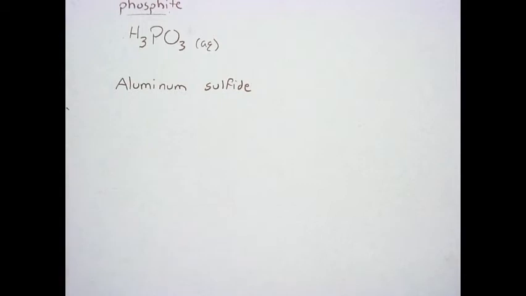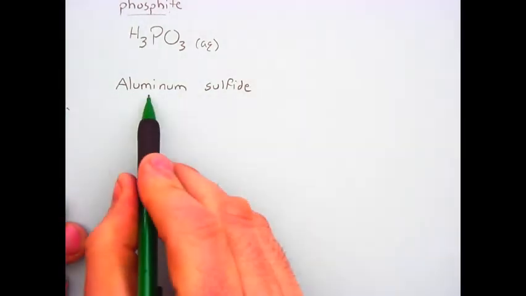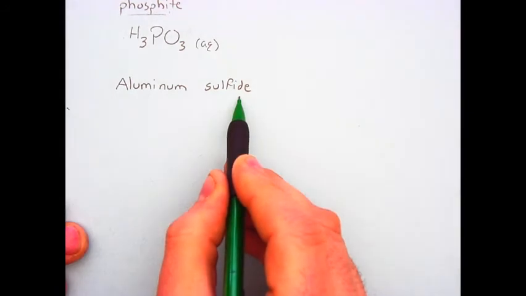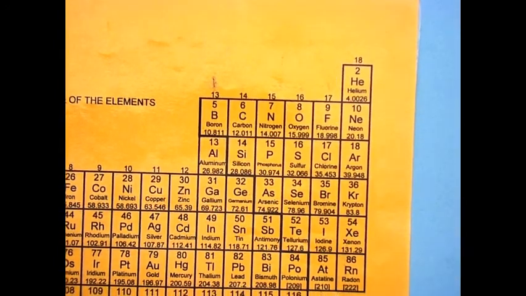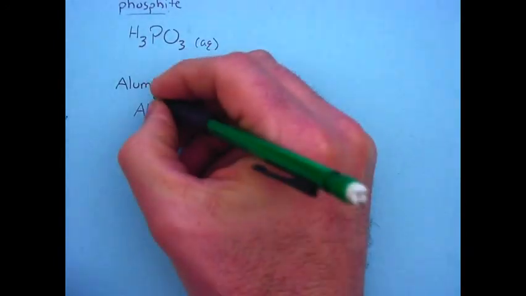Now, the way to write out the formulas for these is you start off by writing the symbol and charge for both the cation and the anion. Aluminum, the symbol is Al, and since it is in column 13 on the periodic table, it therefore has a positive 3 charge.